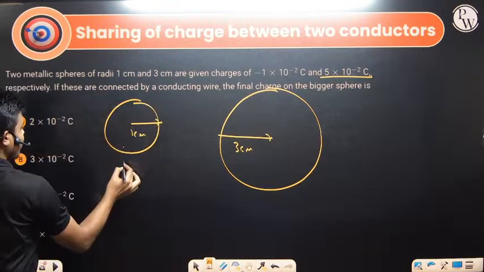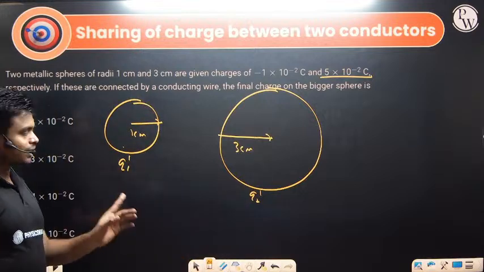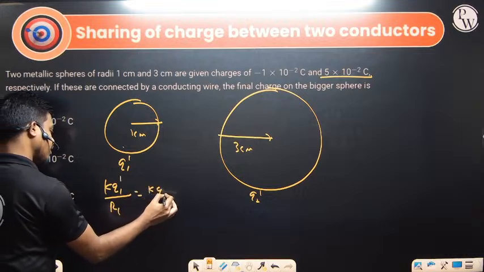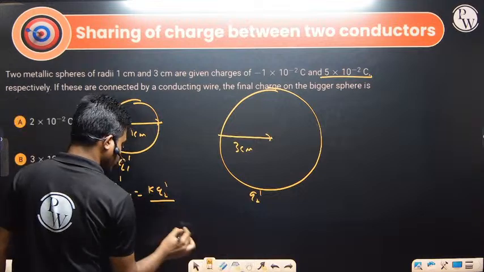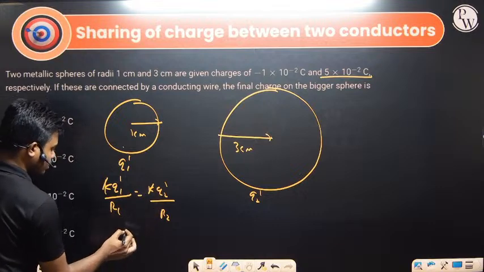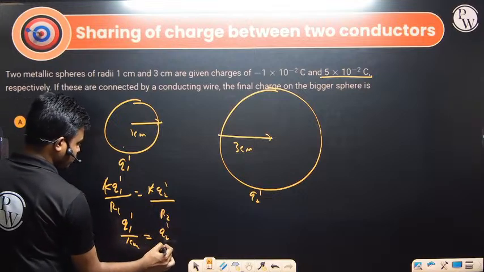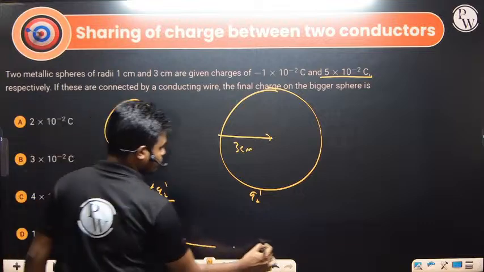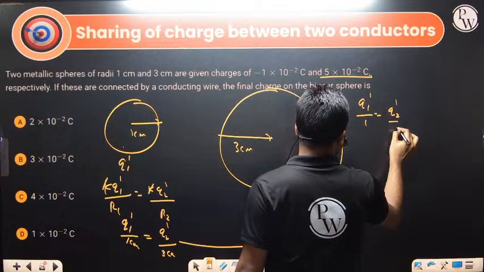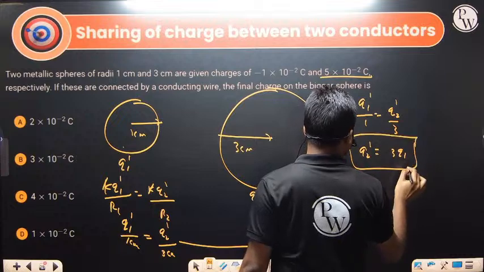Let's say the final charge on the first is Q1 dash and on the second is Q2 dash. They are acquiring the same potential. So k Q1 dash divided by R1 should be equal to k Q2 dash divided by R2. The k cancels. R1 is 1 centimeter and R2 is 3 centimeter. So Q1 dash by 1 is equal to Q2 dash by 3. So what is Q2 dash? 3 times Q1 dash.